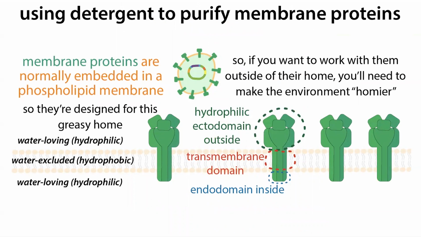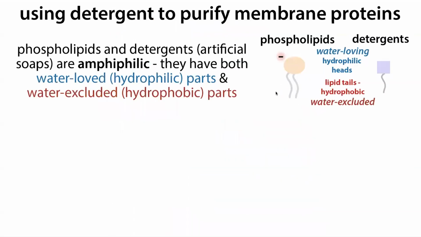Why this works is detergents are these artificial soaps. They kind of look similar to a phospholipid, the things that make up this lipid bilayer, but they're different. Phospholipids and detergents are both amphiphilic, so they have hydrophobic, or water-avoided, parts and hydrophilic, or water-loved, parts. With a phospholipid, you have these two lipid tails. With a detergent, you only have a single tail.